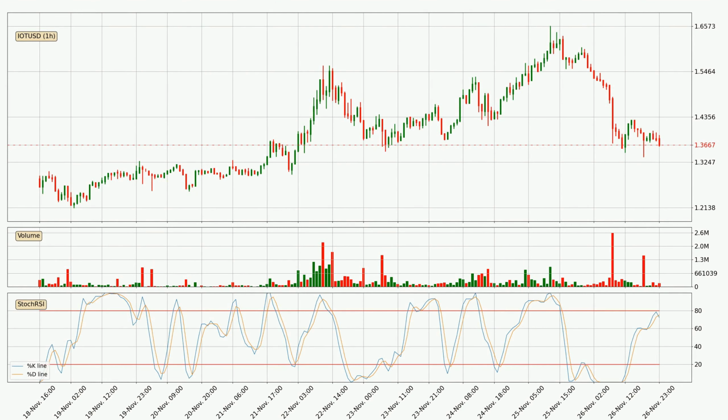Jumping to the hourly Stochastic RSI, it currently shows no overbought or oversold conditions, but the %K line is below the %D line, which means the current trend is on the downside.